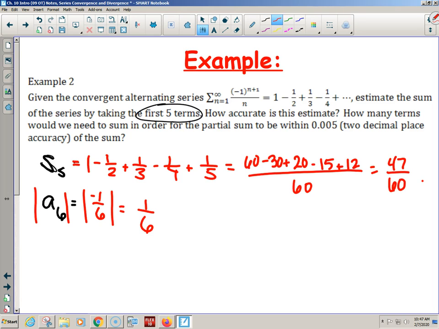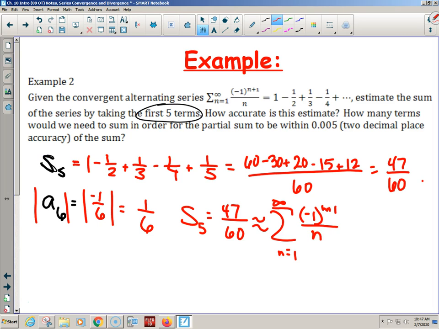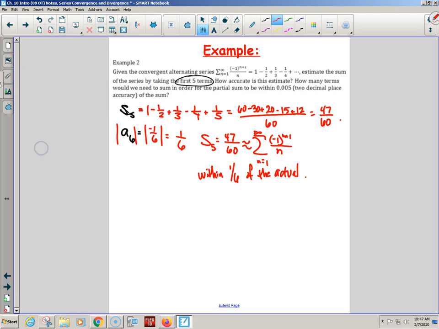How accurate is this estimate? Couldn't we say something to the extent of S sub 5, which equals 47 over 60, is approximately my infinite sum from n equals 1 to infinity of negative 1 to the n plus 1 all over n, within 1/6 of the actual? Now that's the wording: this 47 over 60 is within 1/6 of the actual. We can know how close we are, even though we don't know exactly where it was.